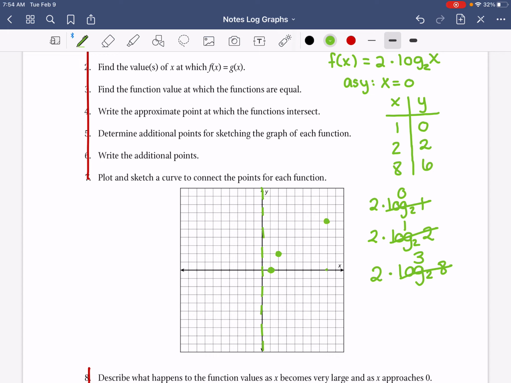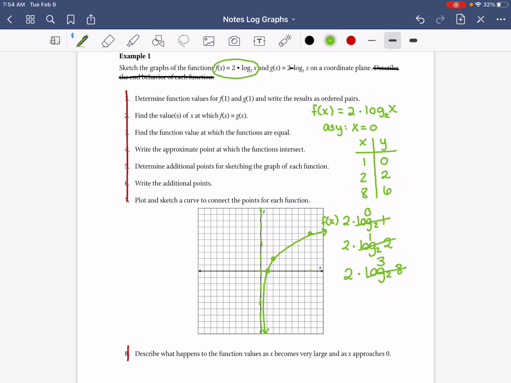So when I connect them with a smooth curve, I start at the bottom at my asymptote, and I just draw like a straight line next to your asymptote. And then once I get to my points, I just make a smooth curve and connect them. So this was f of x. I'm going to do g of x. It's going to be on the same graph. I'm just going to use a different color. Okay, so g of x is 2 minus log base 2 of x.